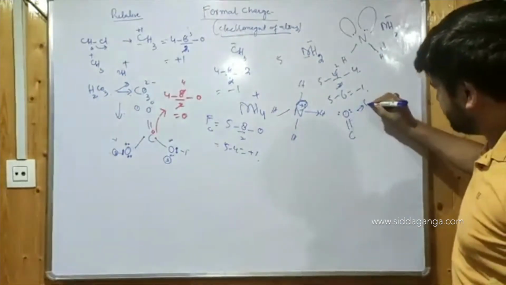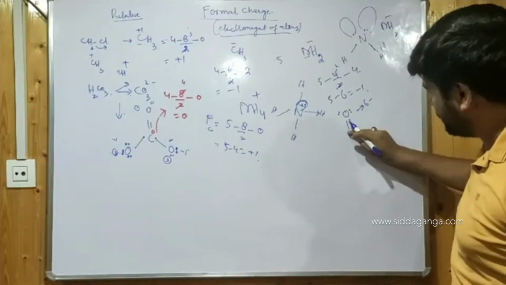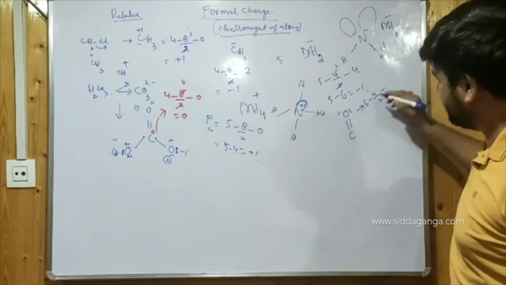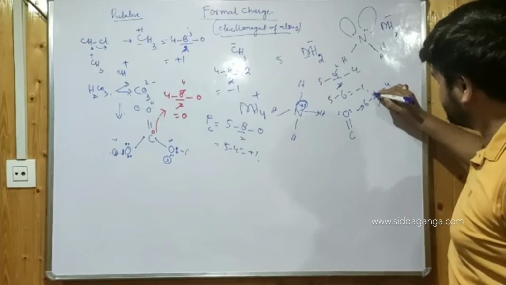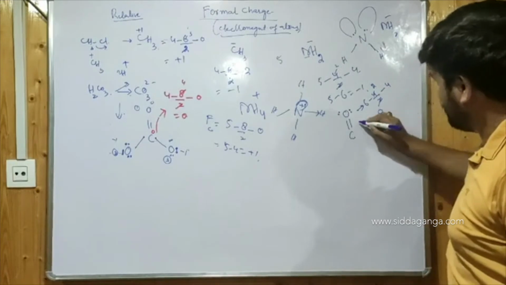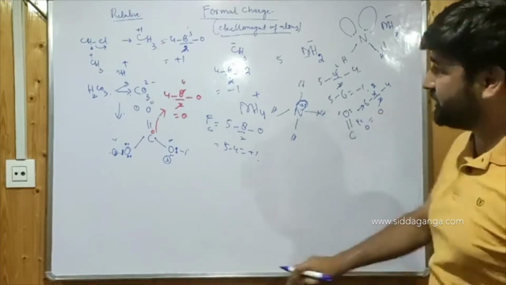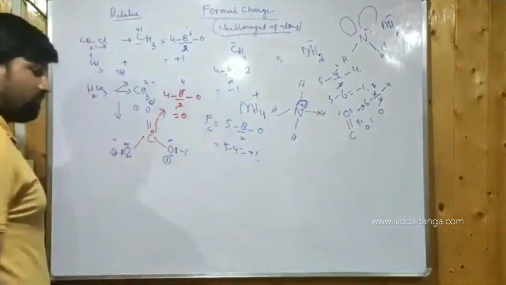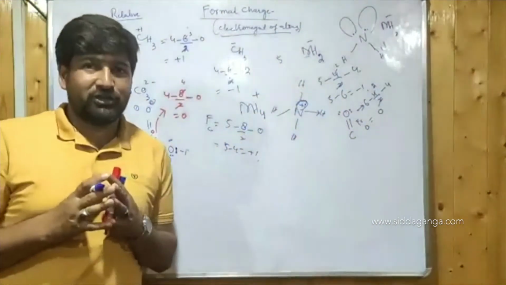Valence electrons 6, minus shared 1, 2, 3, 4, 4 divided by 2, minus how many unshared? 4. So that makes it 2, 2 will be 4. So minus 2 minus 4 will be minus 6. So formal charge on oxygen number 1 is how much? 0. That's what I mentioned earlier. Am I clear with the thought, children, here?